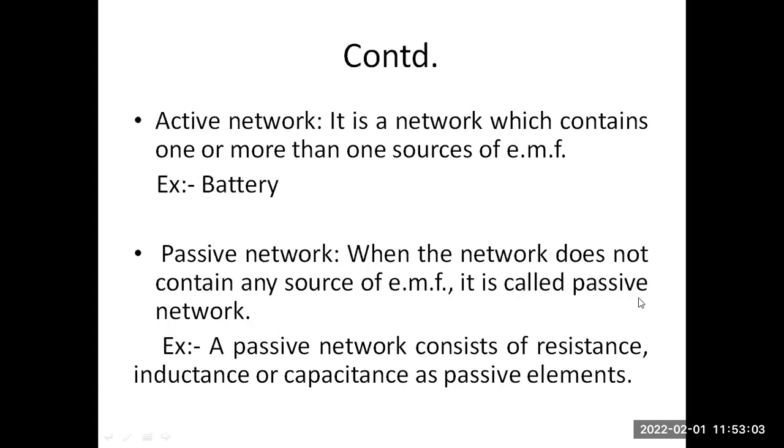Now, what is an active network and what is a passive network? An active network is a network which contains one or more than one source of EMF. Maybe one source or maybe more than one source of EMF is present, let us say a battery. And a passive network is when the network does not contain any source of EMF. So if any source is present within the network, it is called the active network, and when no source is present within the network, it is called the passive network. A passive network consists of resistance, inductance, or capacitance as passive elements.